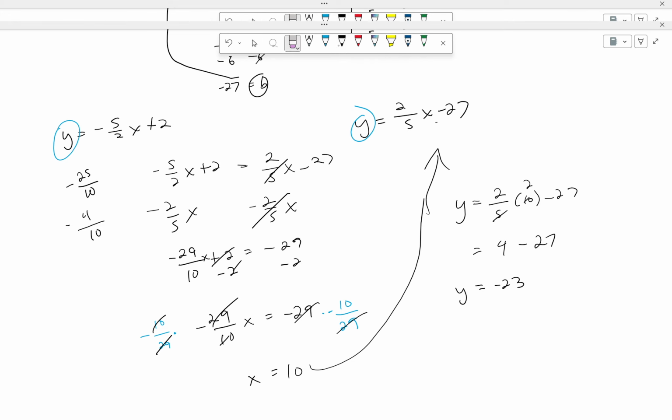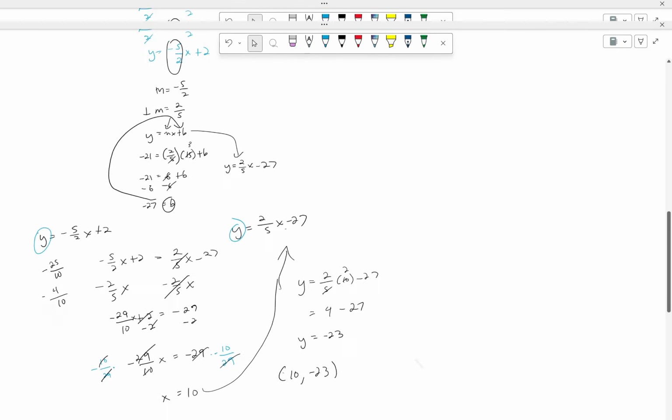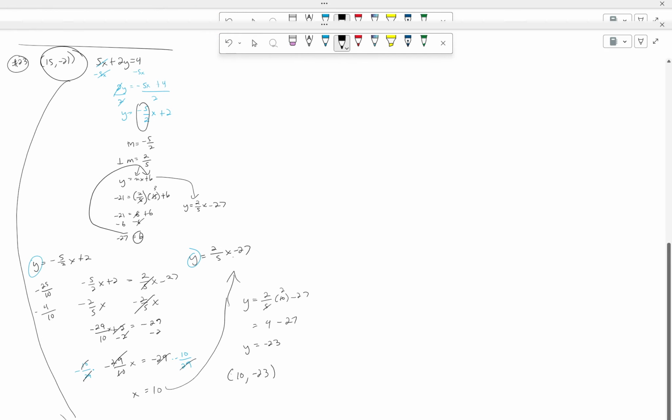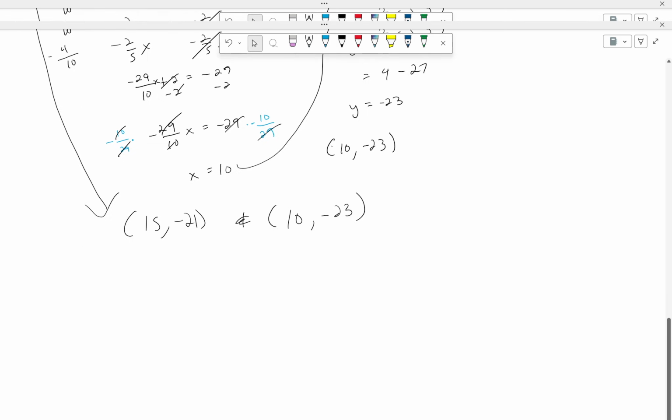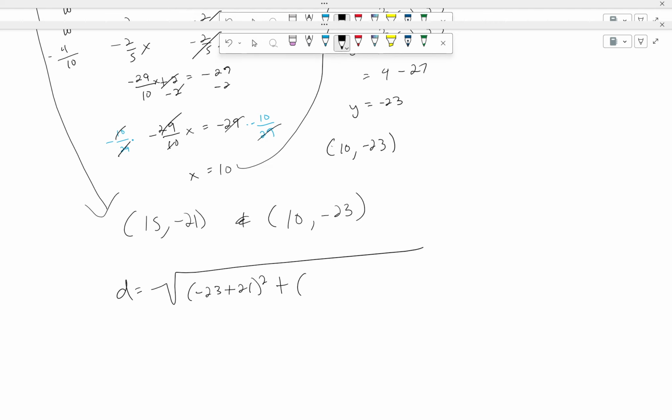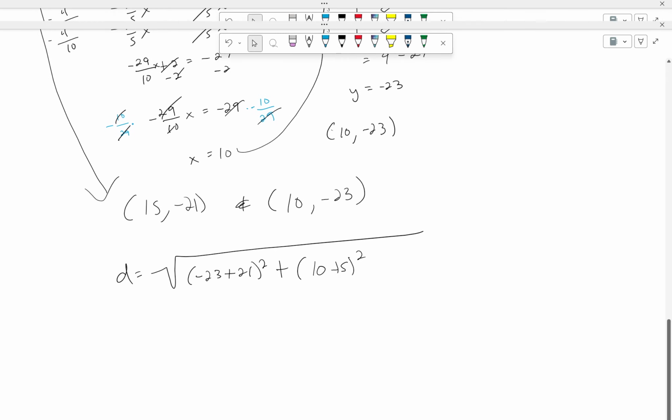So now I have my coordinate, which is 10, comma, negative 23, and I need to find the distance between my initial coordinate, 15, negative 21, and 10, comma, negative 23. So, distance formula. I have negative 23 minus negative 21 squared plus 10 minus 15 squared.